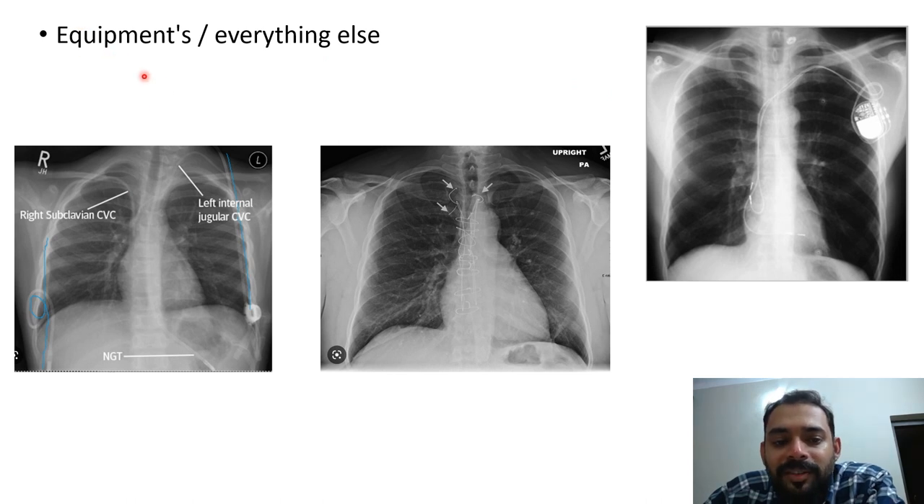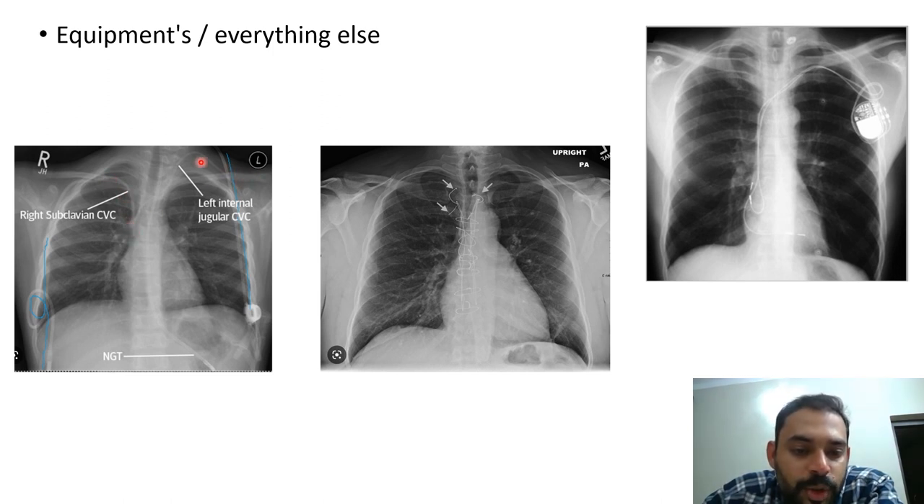Next, coming to E. E stands for equipment and everything else. You have to look at all the lines and all the other equipment in a patient. In this X-ray, you can see a right-sided subclavian central venous catheter and a left internal jugular venous catheter. You can see the end of a nasogastric tube. Here you can see sternotomy wires, usually seen after CABGs. In this X-ray, you can see a pacemaker and the pacemaker wires. These all have to be mentioned when we interpret an X-ray.